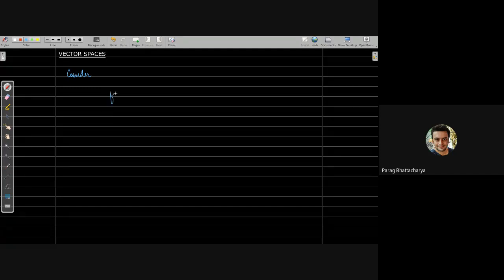Let us say I have a function. I consider a function f of s, and this function I'm writing as a linear combination of two other functions. Let's say I have one function phi1 of s, and another function phi2 of s. These are two known functions.